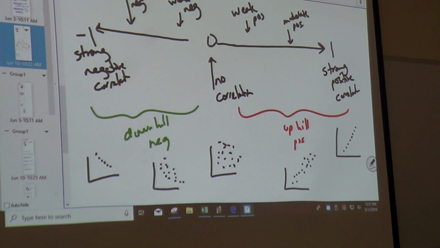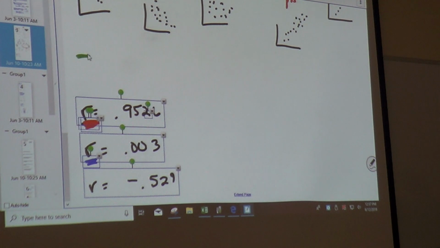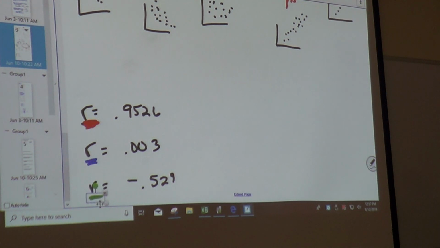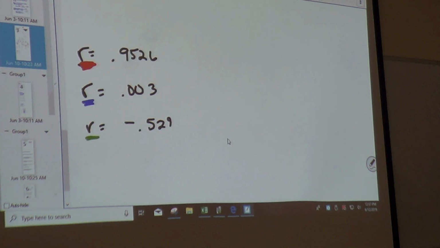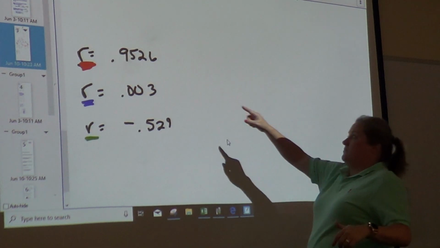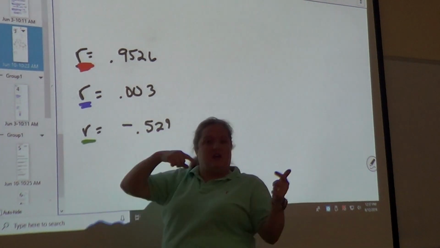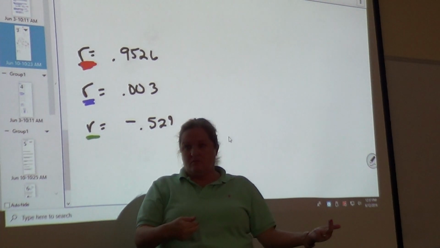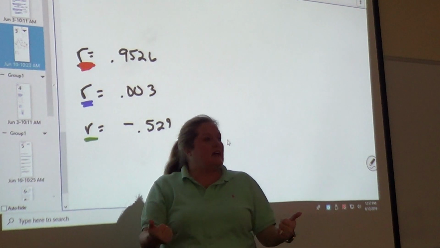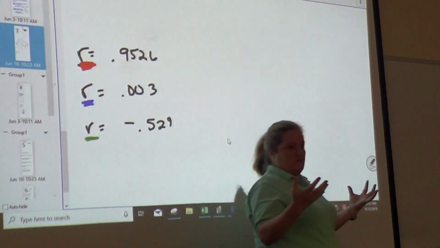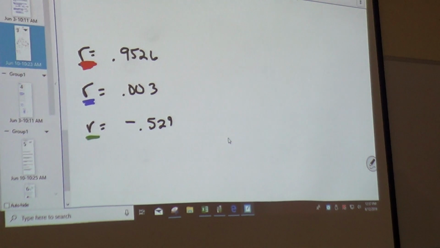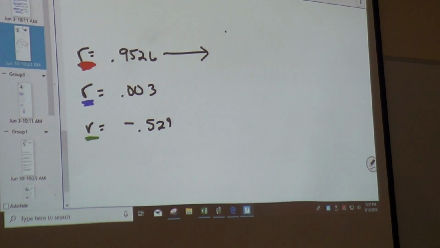So if I give you some R values, and I want to know what they look like, just go by the R value. Would this be an uphill or a downhill? Uphill. Would it look like a line or would it be all over the place? It would look like a line. It wouldn't be a straight line, but it would look very linear uphill.